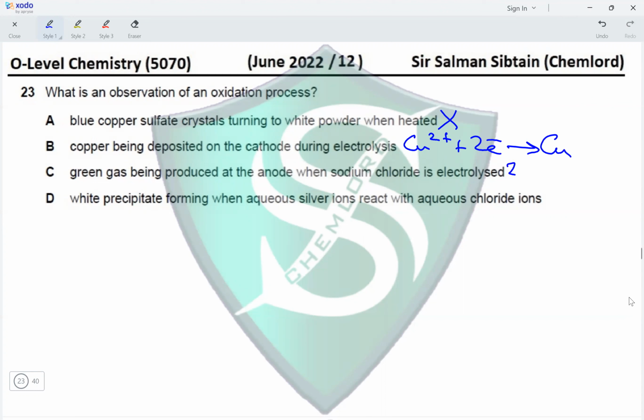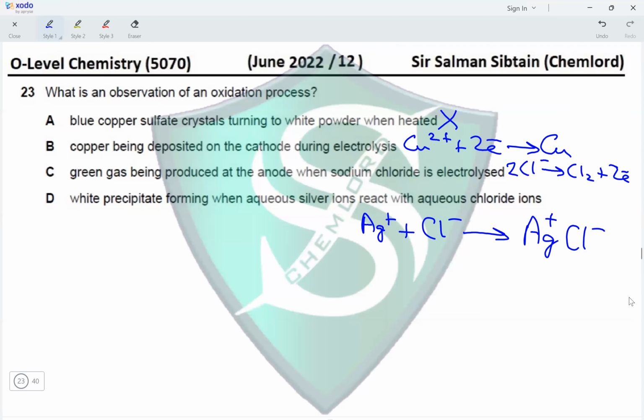C. Green gas being produced at the anode when sodium chloride is electrolyzed. So we have chloride ions in solution that are converted into the green chlorine gas by removal of electrons. So removal of electrons is oxidation. So option C is correct. D. White precipitate forming when aqueous silver ions react with aqueous chloride ions. So when aqueous silver ions react with aqueous chloride ions, they join together to form AgCl, which is an ionic solid. Within the solid, Ag still carries a positive charge and chloride still carries a negative charge. So this is not a redox reaction. So for this question, the correct option is option C.